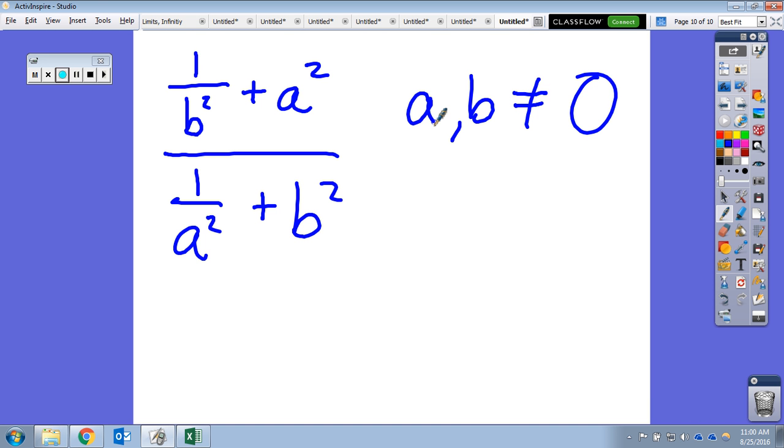Because what's the denominator of a squared? 1. Okay, so because I don't have room, we know this to be true.